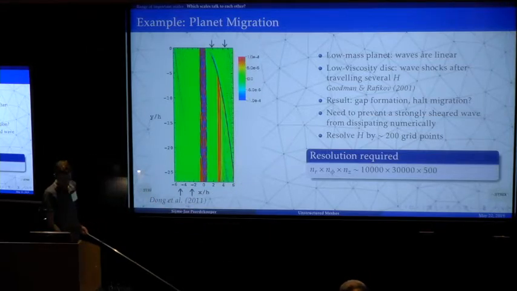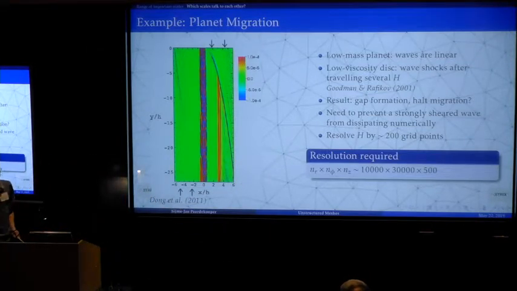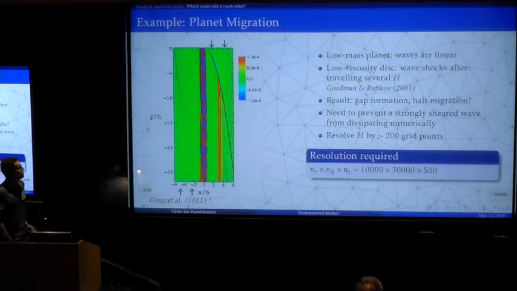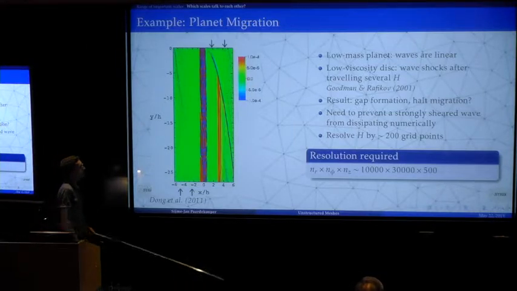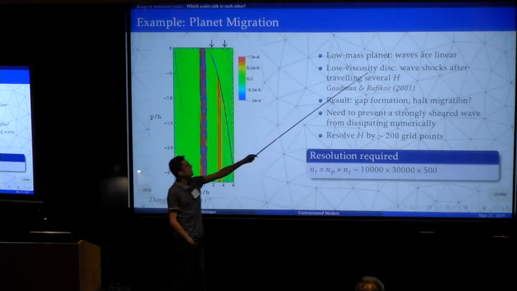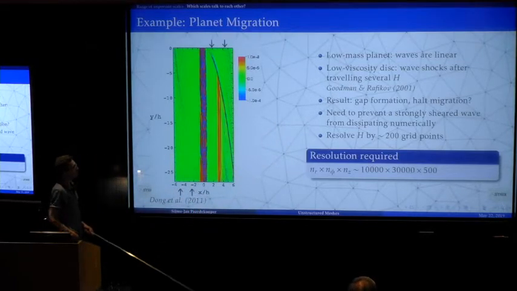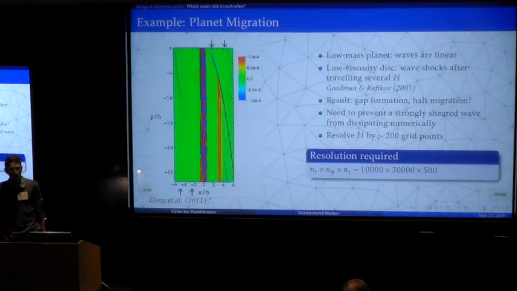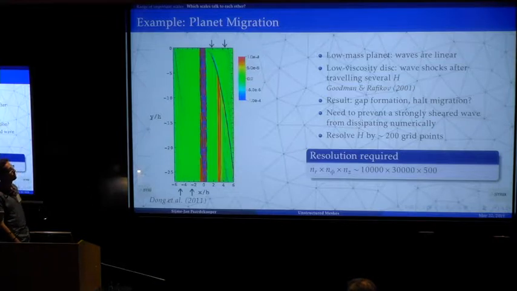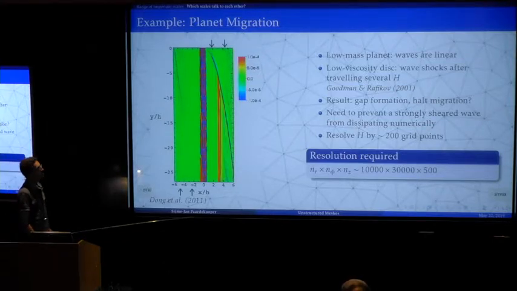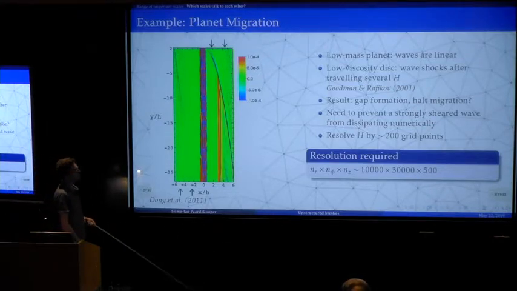If you want to do a numerical simulation of this, it turns out to be incredibly difficult. The reason is that this wave is linear at first. It propagates, and it needs to propagate without any significant numerical dissipation before it actually shocks and deposits its angular momentum. And this wave will be sheared by the Keplerian flow, and this is numerically very difficult.